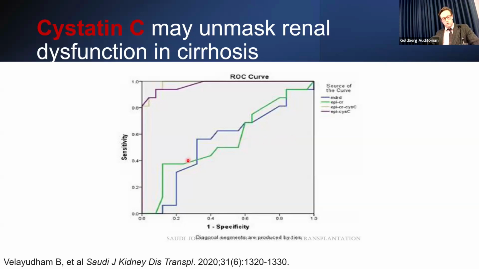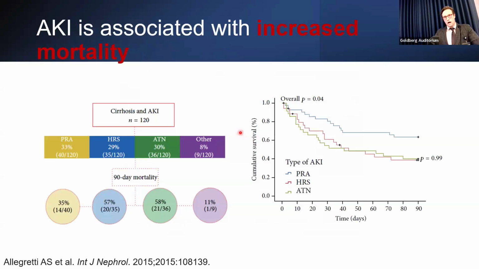But as you can see from these receiver operator curves, the purple and yellow lines here are the epi-GFR equations using both cystatin C and creatinine very much outperform the use of serum creatinine alone. And this was using 24-hour creatinine clearance as a gold standard, I believe. Again, it should not come as a surprise to you that AKI in cirrhosis is very, very bad. If you have AKI in cirrhosis, your risk of dying is very high.